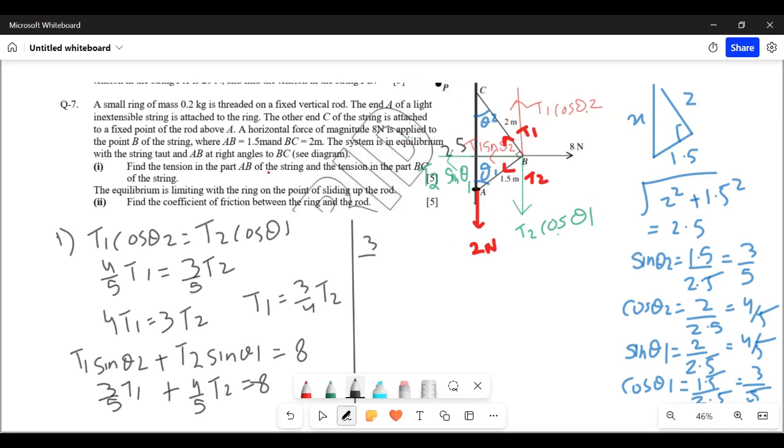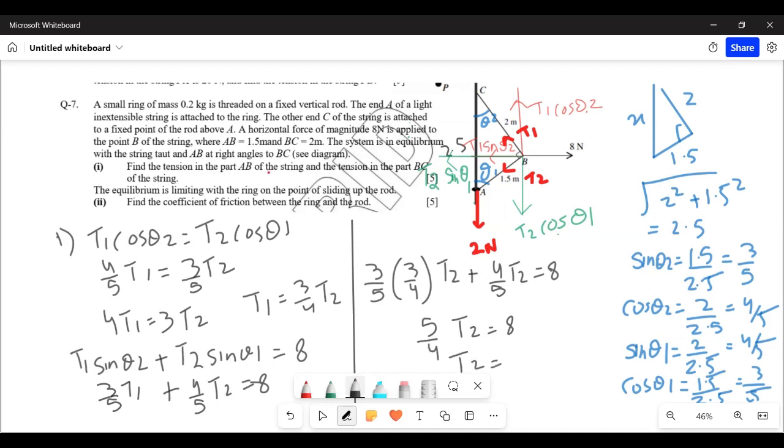So it's going to be 3 by 5. T1 becomes 3 by 4 T2 plus 4 by 5 T2 equals to 8. Let's simplify the fraction on the left. So it's going to be 9 by 20 plus 4 by 5. That gives 5 by 4 T2. That is giving me 8 into 4 divided by 5. It's giving me 6.4 newtons for T2.